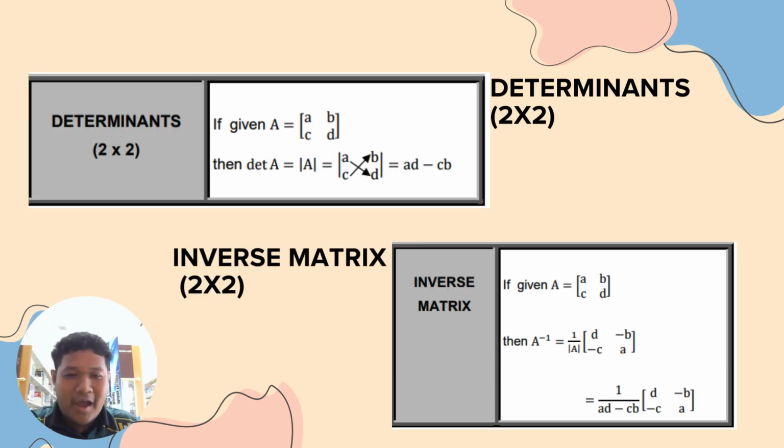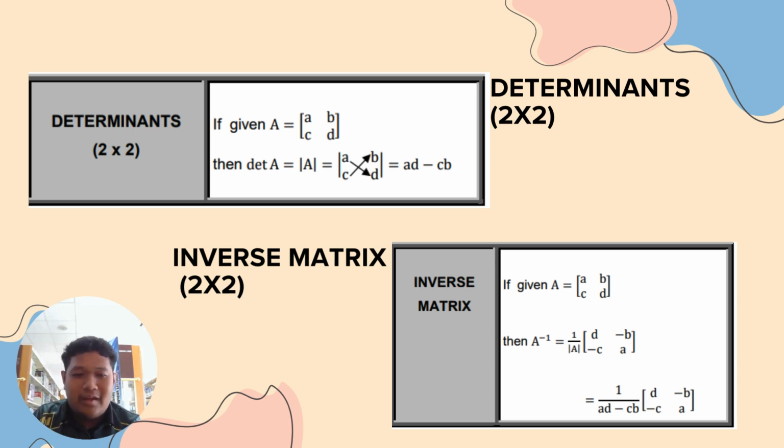For my part, I want to explain about the determinant 2 by 2 and the inverse matrix 2 by 2. What is a determinant? A determinant is a scalar value that can be calculated from the elements of the matrix. It is denoted by det A or |A|, where A is the matrix. The determinant is only defined for square matrices, meaning matrices with an equal number of rows and columns. The process of finding the determinant varies based on the size of the matrix, for example 2 by 2 or 3 by 3.